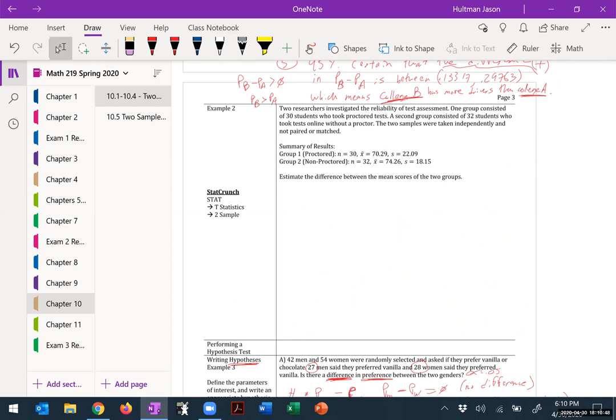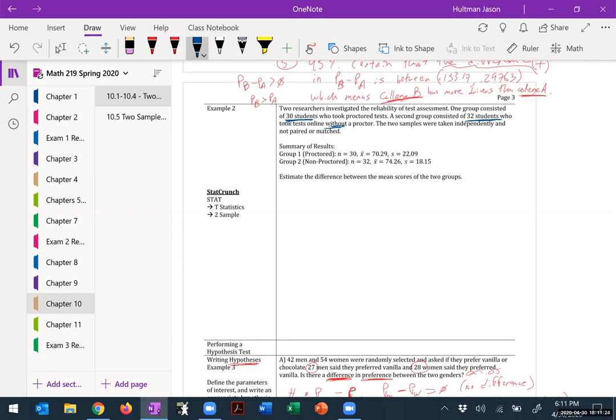Let's go to example 2 here. It says, two researchers investigated the reliability of test assessment. One group consisted of 30 students who took proctored tests. The second group consisted of 32 students who took tests online without a proctor. So, without a proctor.